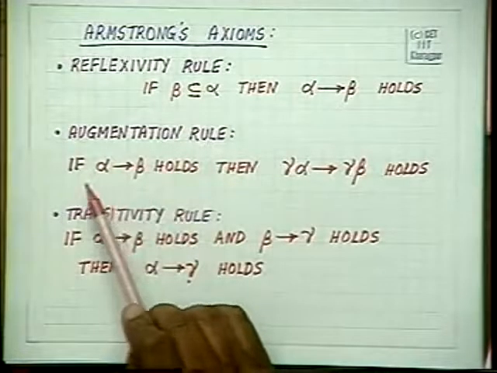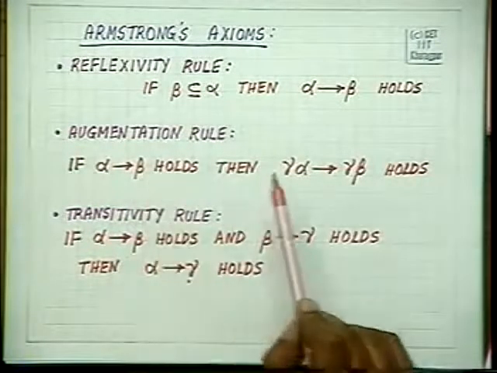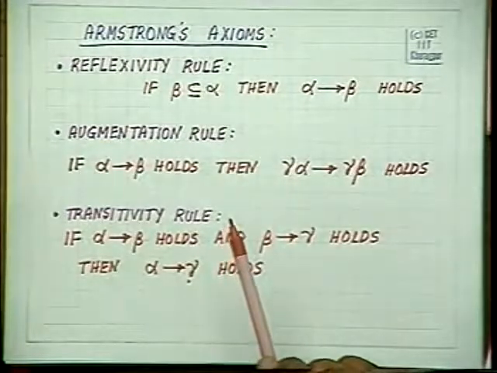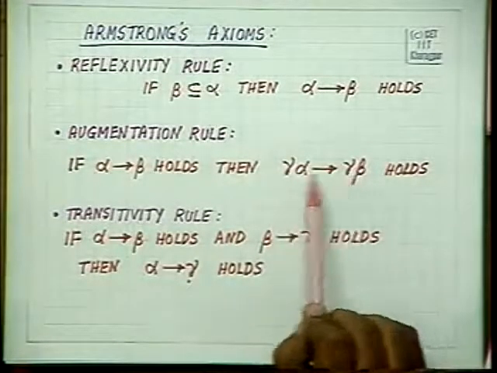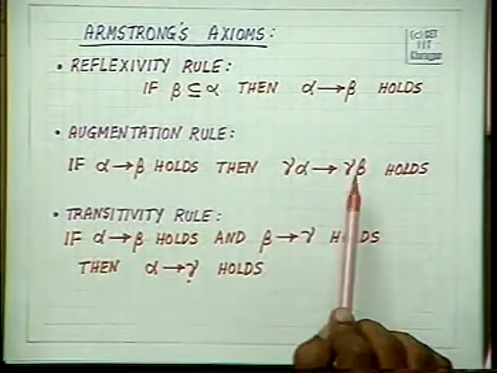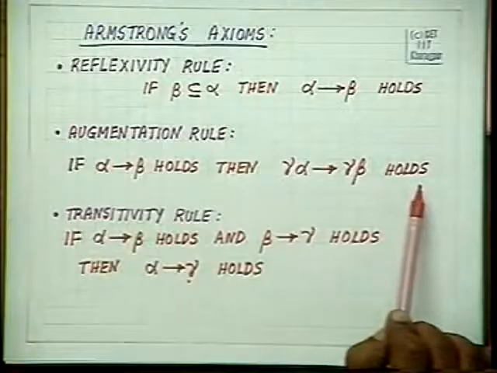The second is, if alpha to beta holds, then gamma alpha to gamma beta holds. That is, you can add the same attribute on both sides, and you can add any number of such attributes, and this also holds.